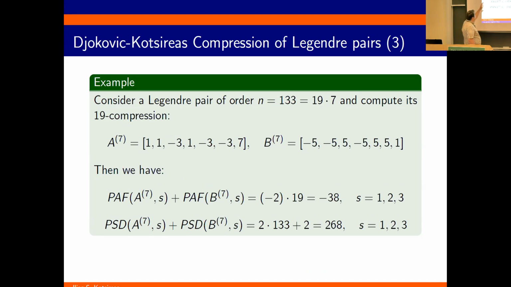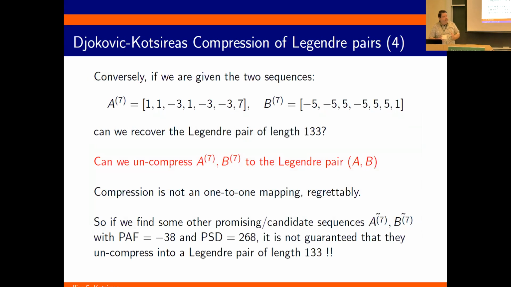Then we can compute the 19 compression, and we find these two sequences with 7 elements each. They have these properties. Conversely, if someone gives you those two sequences A7 and B7, why is that a good strategy? Because those are very easy to compute, and there are very few of them. It is a lot easier to work in a space of sequences of length 7 than a space of sequences of length 133. So that's the advantage computationally.